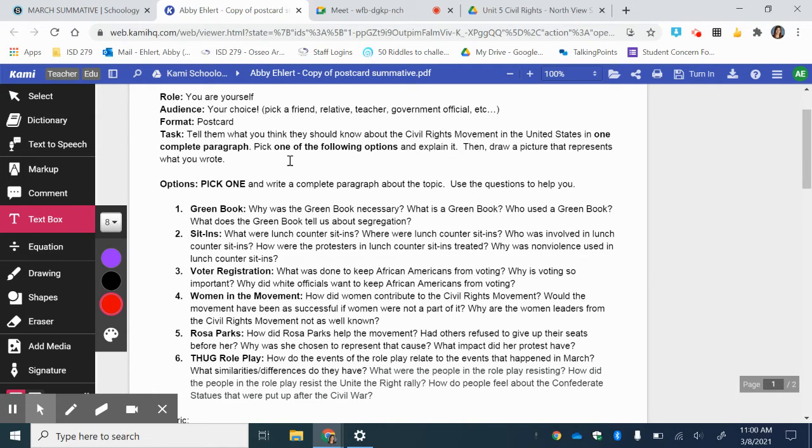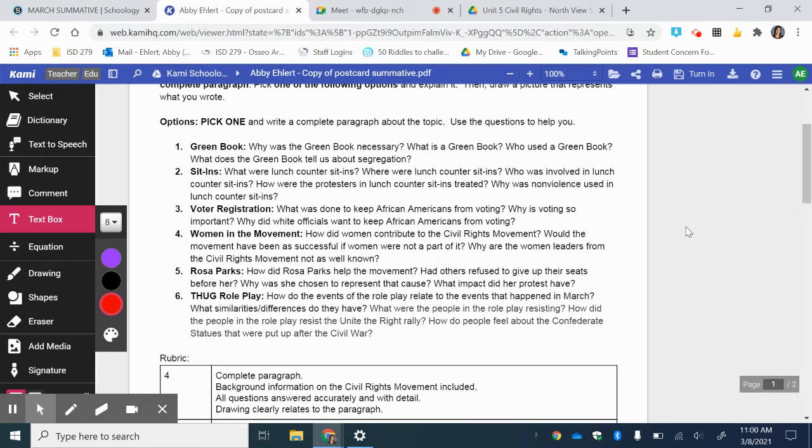Then it says pick one of the following options and explain it, then draw a picture that represents what you wrote. So here are your options for your topic for the paragraph, and use the questions next to them to help you. So the first option is the Green Book. It asks you, why was the Green Book necessary? What is a Green Book? Who used a Green Book? What does the Green Book tell us about segregation?